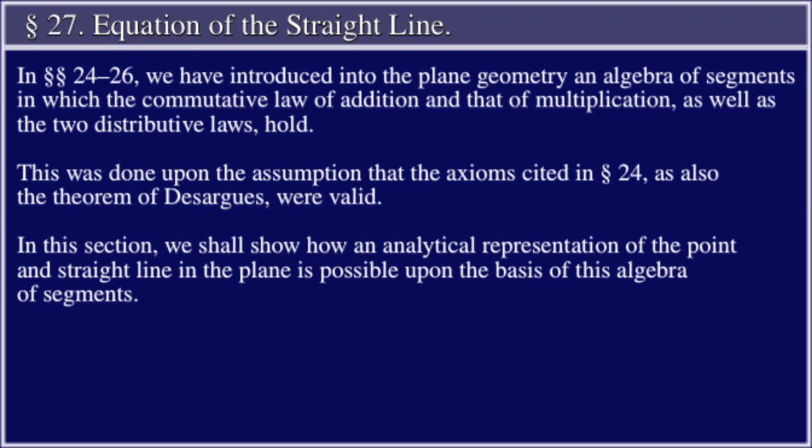This was also done upon the assumption that the axioms cited in section 24, as also the theorem of Desargues, were valid. In this section, we shall show how an analytical representation of the point and straight line in the plane is possible upon the basis of this algebra of segments.